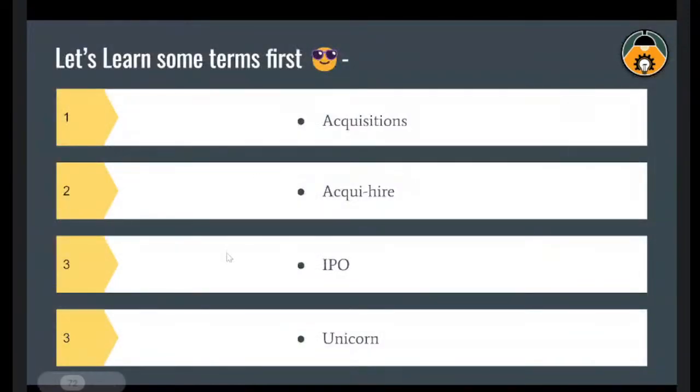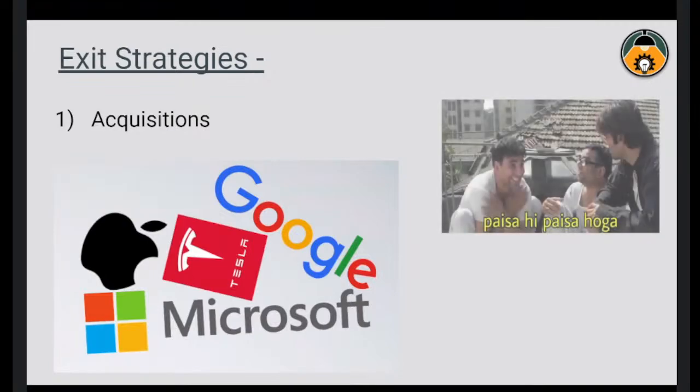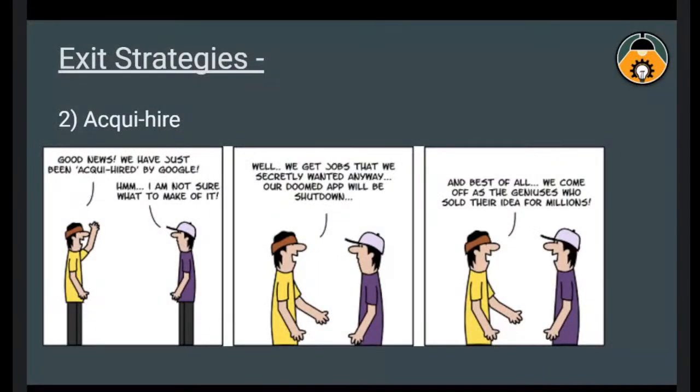So, before moving forward to the climax of the story, let's learn some terms first, which will help you understand the story further. First, acquisition. Startup acquisition is a process wherein big companies buy a small company or startup and gain control over it by purchasing most or all of that company's shares or assets. Like here we can see Google, Microsoft, Tesla, or Apple, they're going to buy the share of the company. Or we can say, paisa hi paisa hoga.